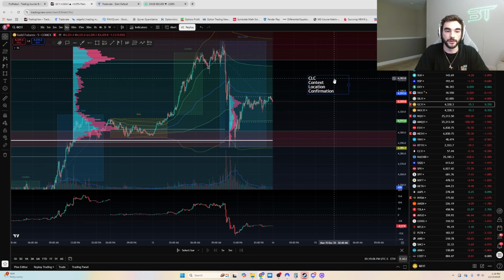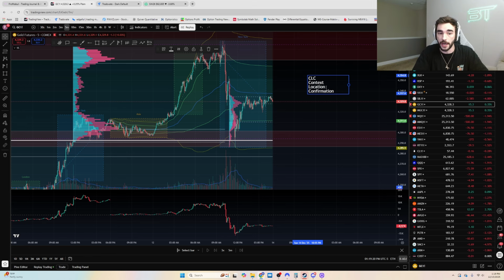That's all part of your context. Your location is going to be, is this in a key area? What are my key points of interest? Is it a supply zone? Is it a demand zone? Is it a value area low, value area high, POC, VWAP, standard deviation bands?